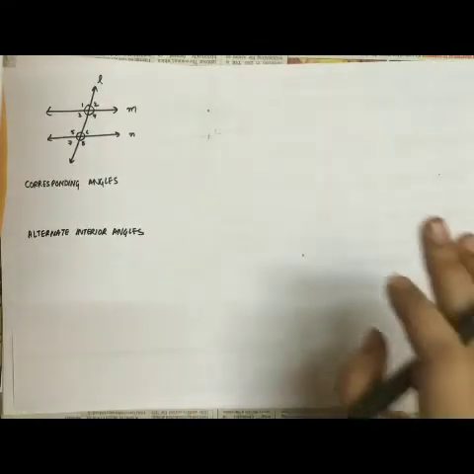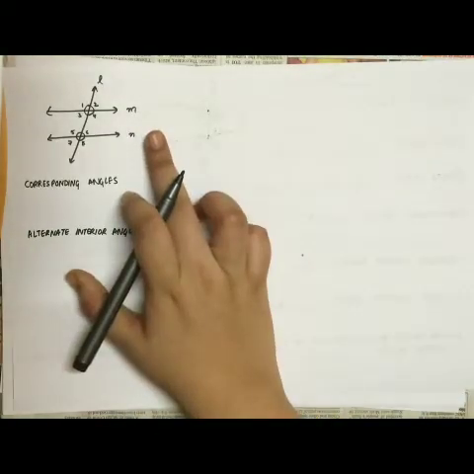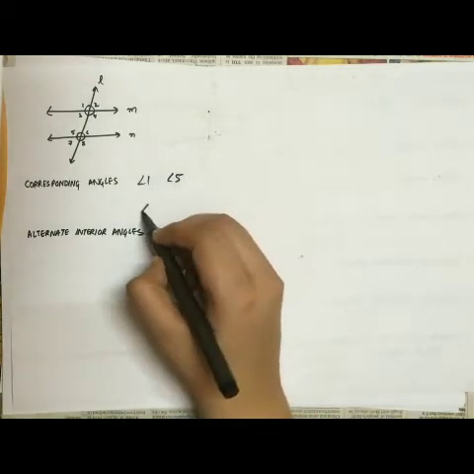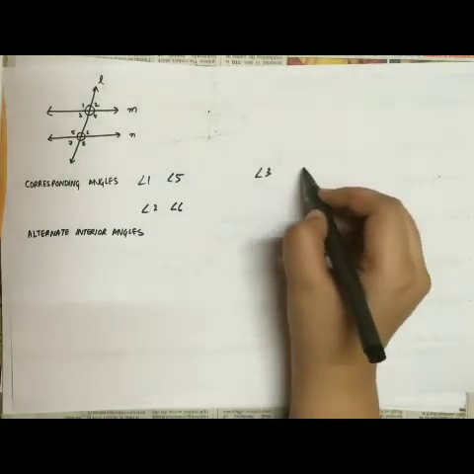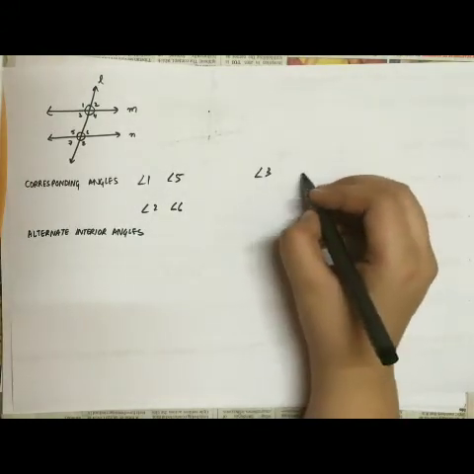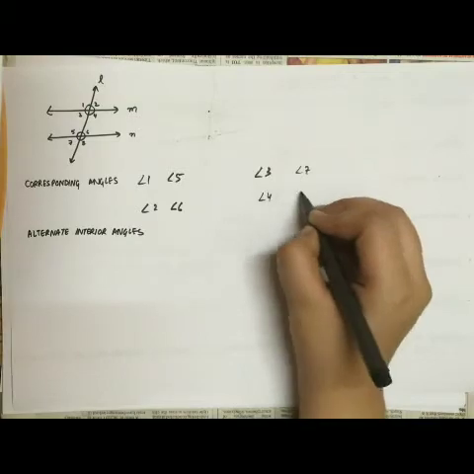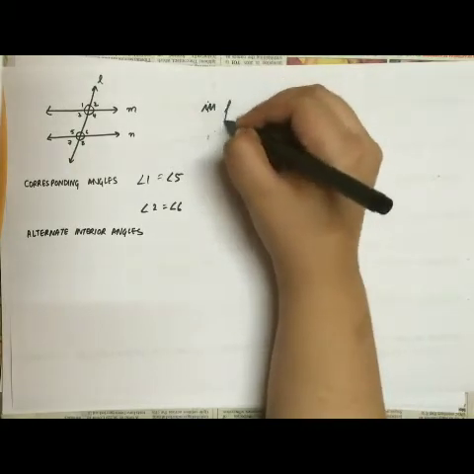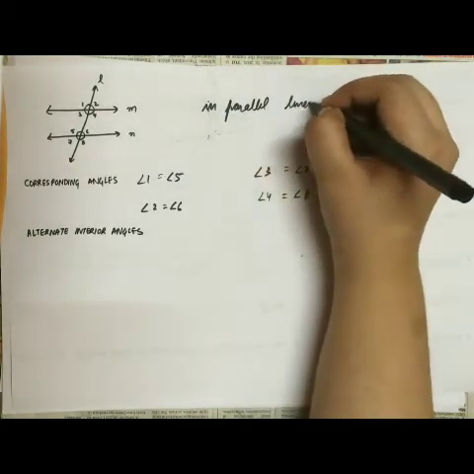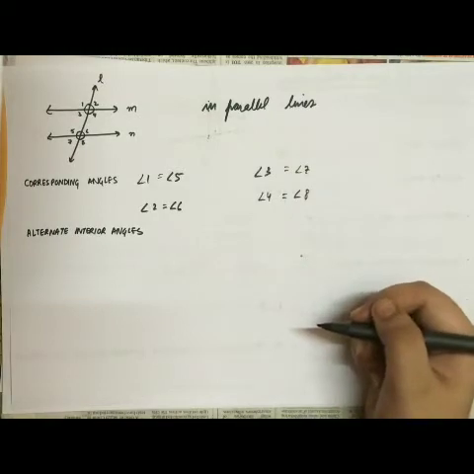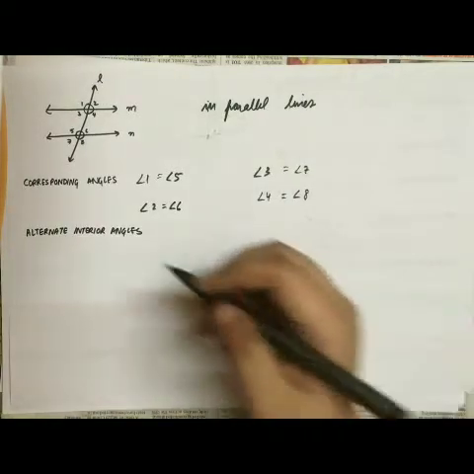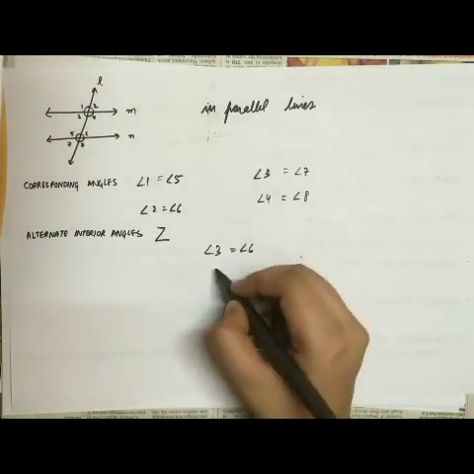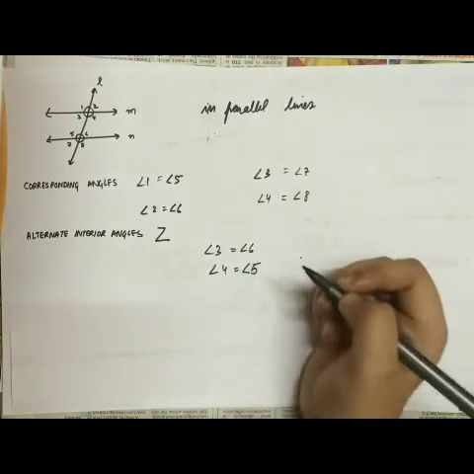Now those were intersecting lines. Now these are parallel lines. In this, the corresponding angles are angle 1 and angle 5, angle 2 and angle 6, angle 3 and angle 7, angle 4 and angle 8. And these corresponding angles are equal in parallel lines. Then alternate interior angles are always equal in parallel lines, which form a Z: angle 3 and angle 6, and angle 4 and angle 5.